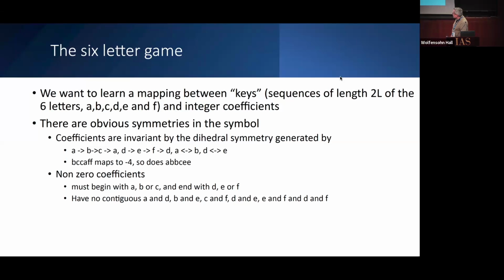The non-zero coefficients are also constrained. All the keys must begin with A, B, or C, and end with D, E, or F, and there must be no contiguous A and D, D and E, and so on. So there are a number of rules that can be derived, I think, from theory, that constrain all those symbols.